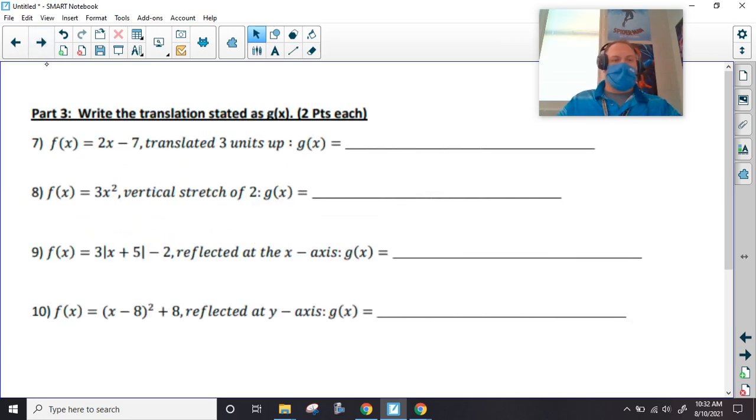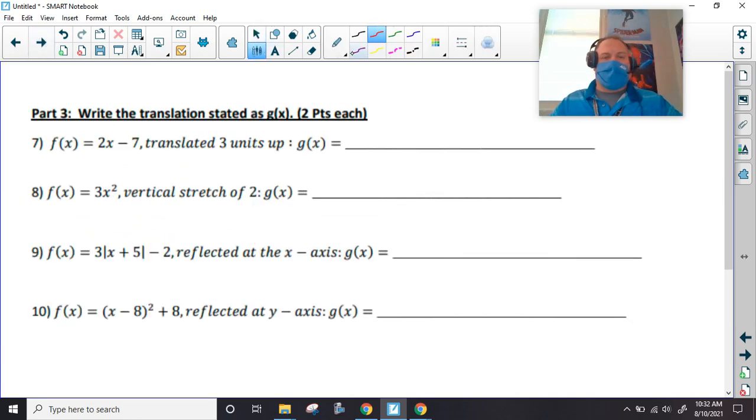So, part 3. All right. This is stuff that we had the other day that I cleared up yesterday because I'm still learning. Now, translated 3 units up, that's our K value. So we actually are just going to add 3 to this. Our answer is just going to be 2x minus 4 because minus 7 plus 3 is negative 4.